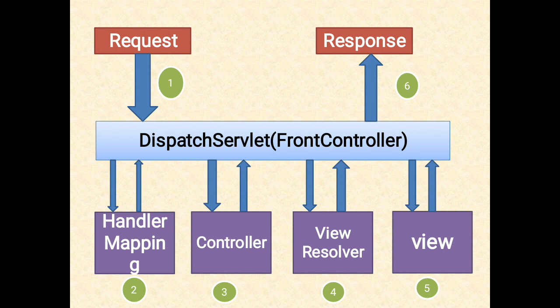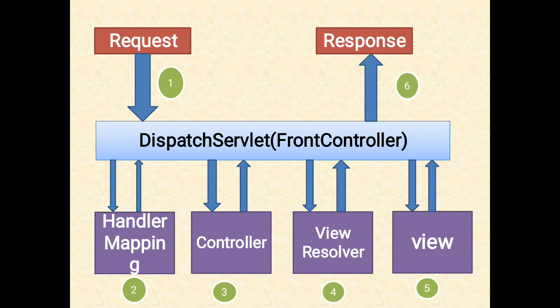In step 2, the dispatcher servlet will take the help of handler mapping and get to know the controller class name associated with the given request. So the request is transferred to the controller. In step 3, the controller will process the request by executing appropriate methods and return the model and view object back to the dispatcher servlet.